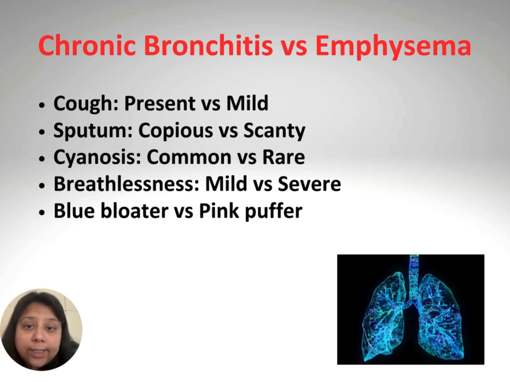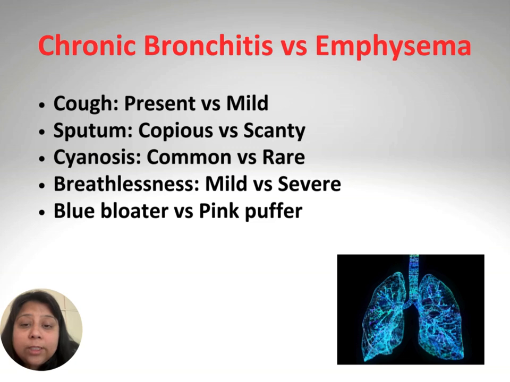Now, how to differentiate clinically chronic bronchitis versus emphysema? In chronic bronchitis patients, cough is present, whereas in emphysematous patient, dyspnea is the main symptom and cough is mild. In chronic bronchitis, sputum production is copious, however, it is scant in emphysema. Cyanosis is common in the patients of chronic bronchitis versus it's rare in emphysema patients. Breathlessness is mild in chronic bronchitis, as I have described earlier, and it is severe in cases of emphysema.